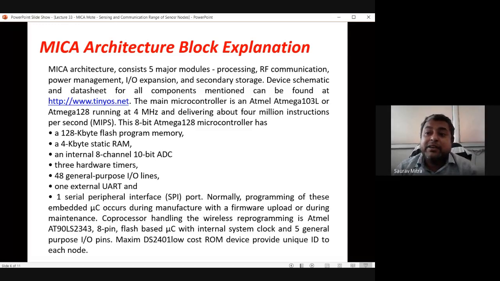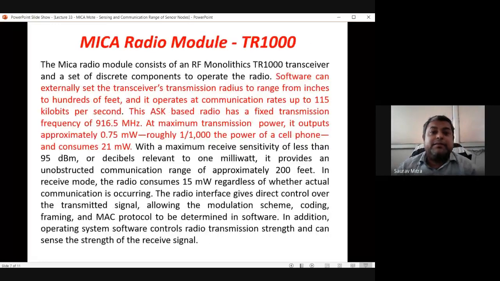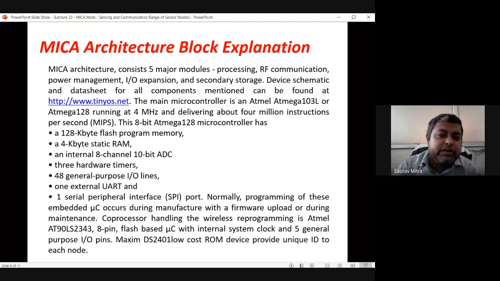Okay, so having a ROM device inside the wireless sensor network, it actually gives you a very unique ID. And this unique ID is really unique, so that no two nodes have the same ID. Otherwise, there will be a mixing of data and wrong inference will be produced by the position where the data fusion is taking place. So this is a very important thing. Maxim DS2401, it's a low-cost ROM which is producing the unique ID for every node, and for every node the ID is different.